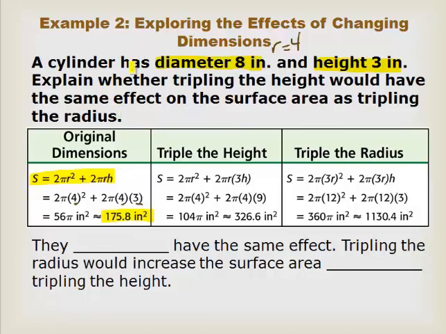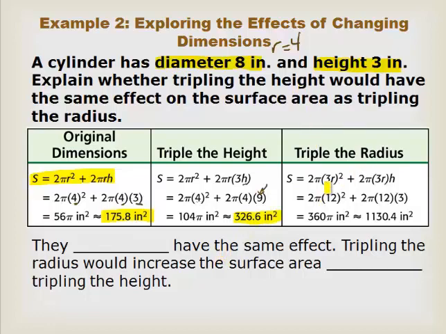Now, what we need to explain is whether tripling the height would have the same effect on the surface area as tripling the radius. So let's take a look. We're going to triple the height, triple h. So we did 3 times 3, which equals 9, because our height was 3. Again, multiply this out. This would be 32 pi. Multiply these out. We realize that we get 326.6 inches squared.